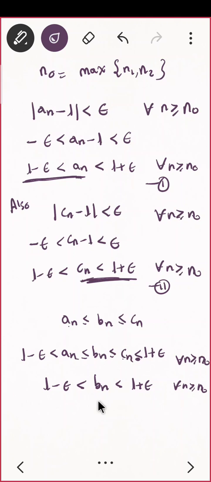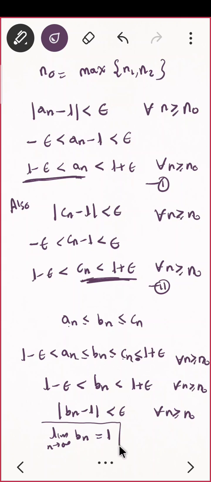Perfect, very nice. It means it will be like before: |bn minus L| is less than epsilon for all n greater than or equal to n naught. What does this mean? This means limit n tending to infinity bn is equal to L, hence proved. Do you agree?